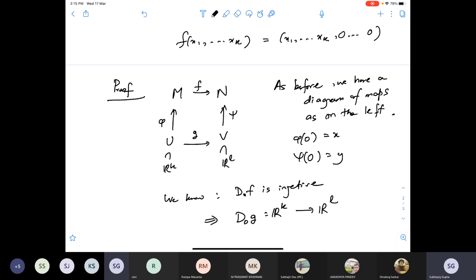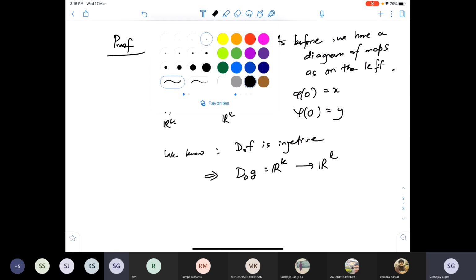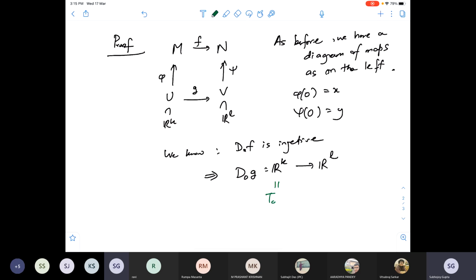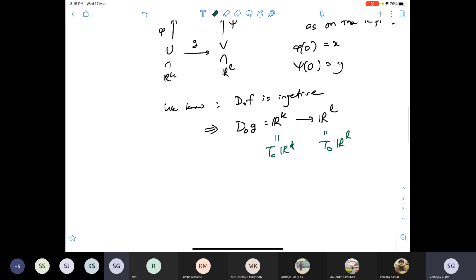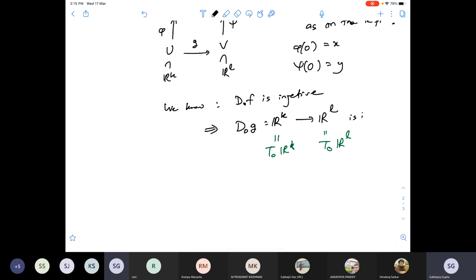That's the tangent space at the point 0 in Rk. This is T0 Rk, this is T0 Rl, right? So x goes to y, so 0 maps to 0. The G takes 0 to 0, right? So these are the two tangent spaces, and you talk of the derivative at the level of charts. This is injective. Okay, so this is what injectivity really means.